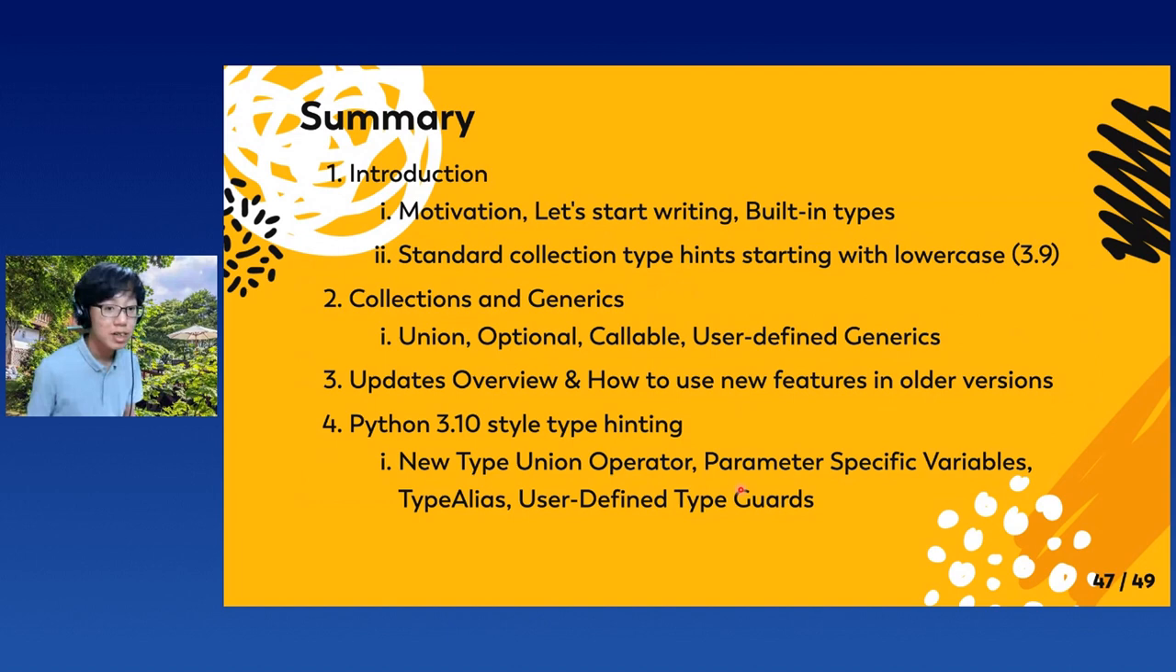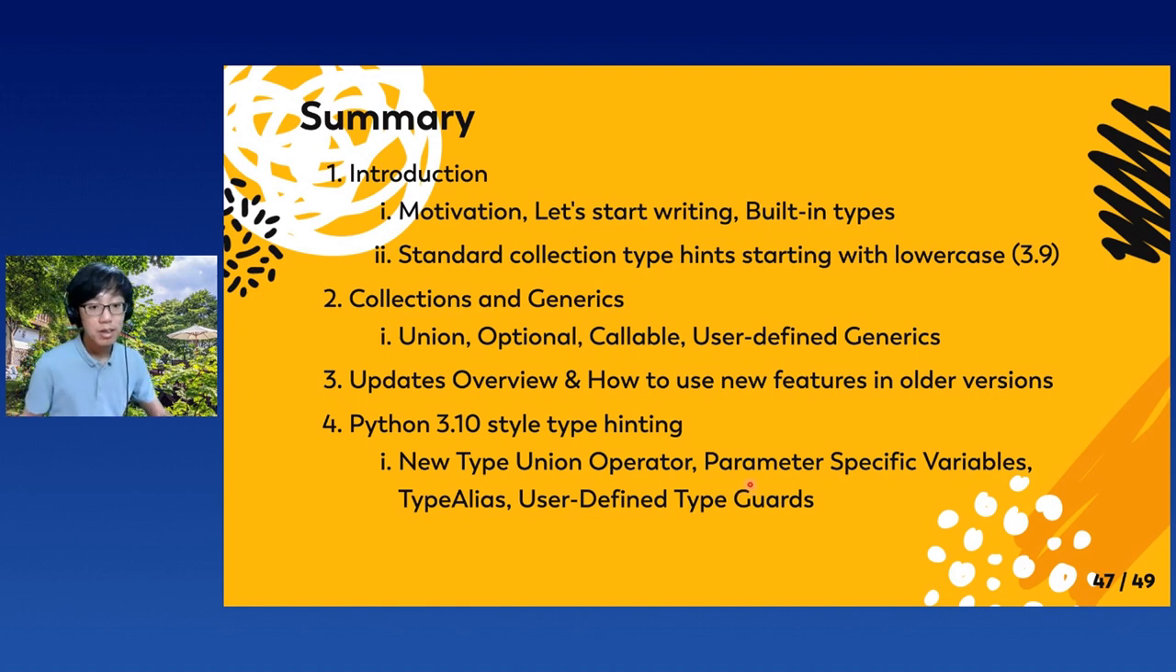And it is the summary of my talk. First, I talked about motivation. Let's start with built-in types. Next, standard collections in lower case. And the second, collections and generics. There are union, optional, callable, and user-defined generics. And the third topic is an update overview and how to use new features in older versions. Last is Python 3.10 style new features, type hinting.